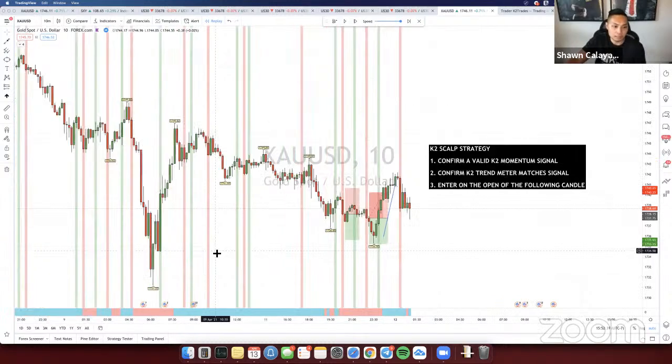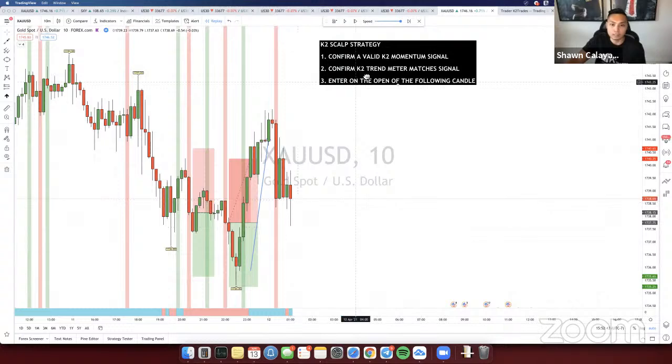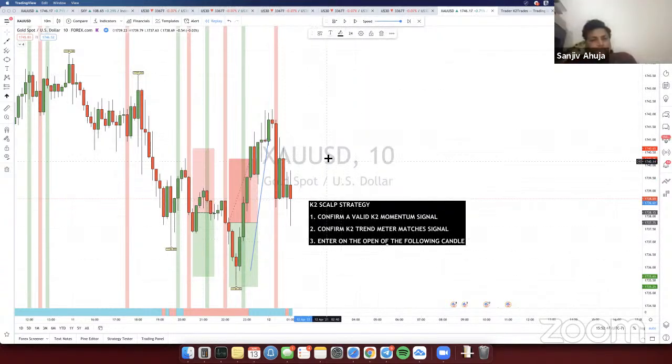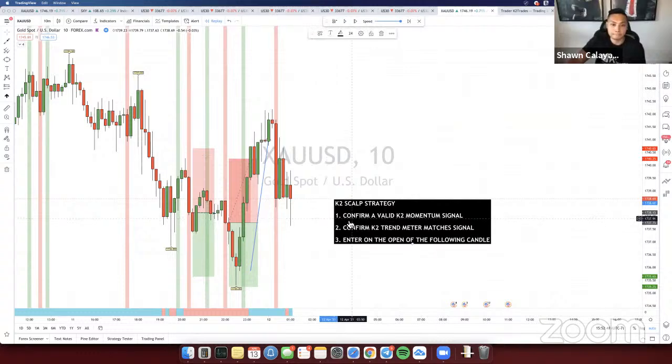But this would be the intraday strategy here. It's the same thing pretty much, nothing really different about it. The only difference is that you change the setting to the trend meter and you trade it on a short time frame. Yeah, so that's it for that one right there. Let me see if there's anything else for us to look at.